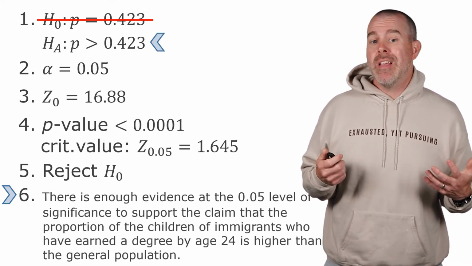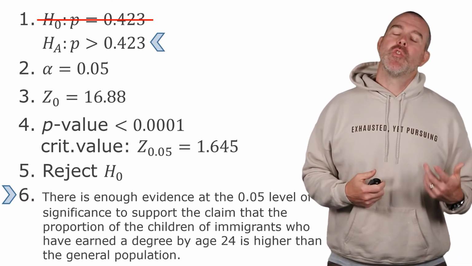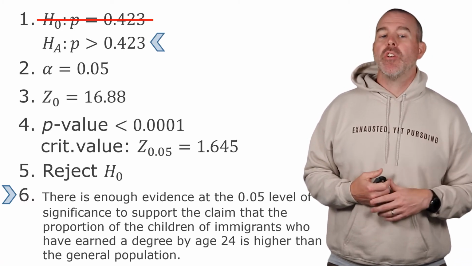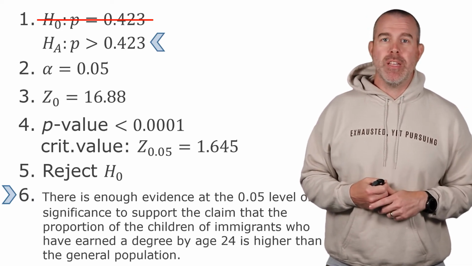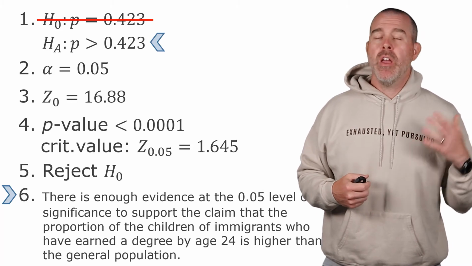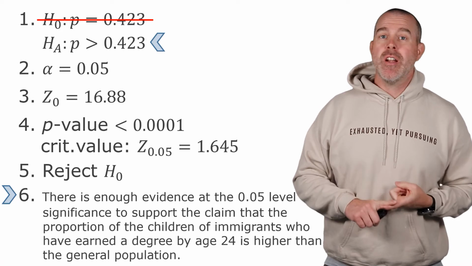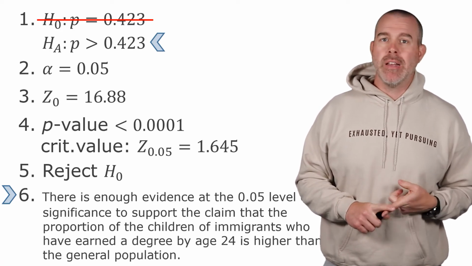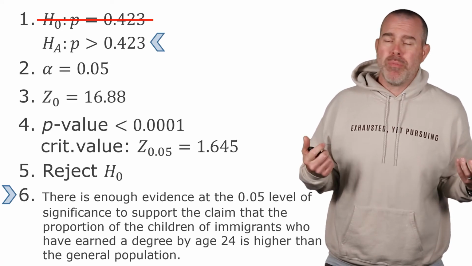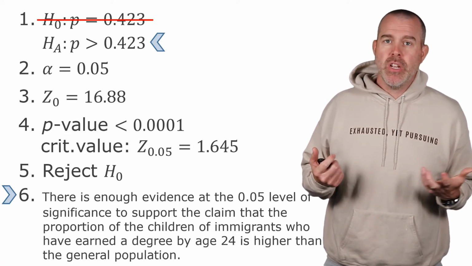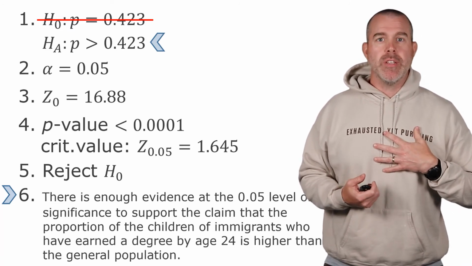So the wording here is there is enough evidence at the 0.05 level of significance to support the claim that the proportion of the children of immigrants who have earned a degree by age 24 is higher than the general population. You will see this kind of wording over and over. It's just a cutoff yes or no. Is there enough evidence to support your claim or not? In this case, we do. We have a very, very unusual observation. It's probably not that same proportion. So we would conclude there is enough evidence to support our alternative claim.